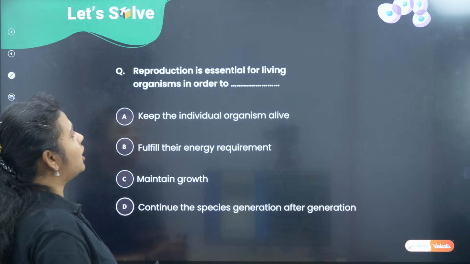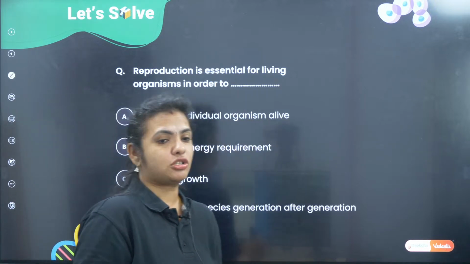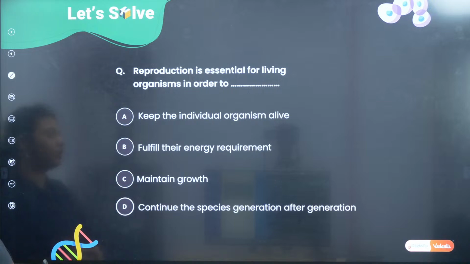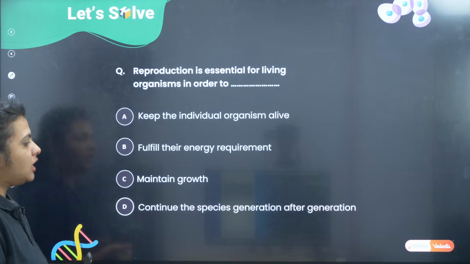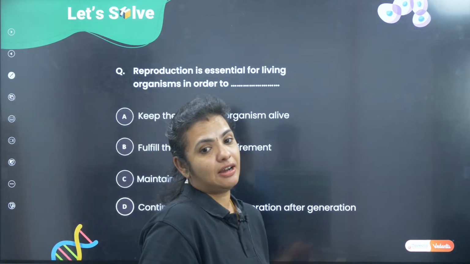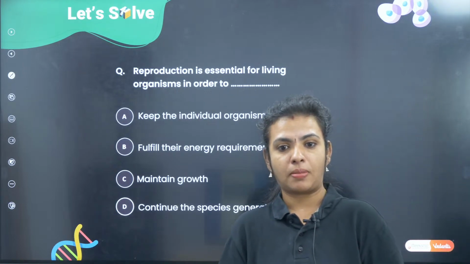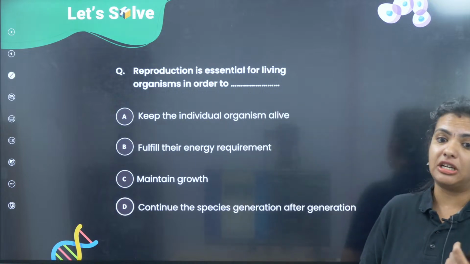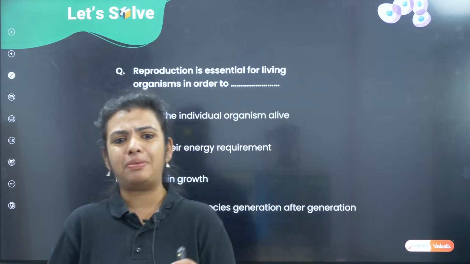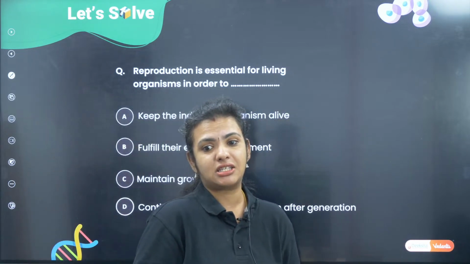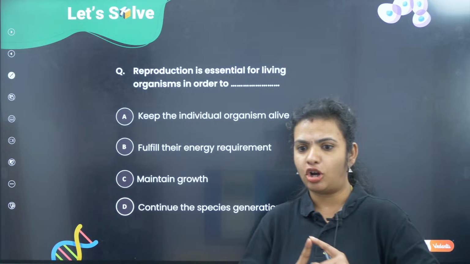Reproduction is essential for living organisms in order to, why do organisms reproduce? Keep the individual organism alive, fulfill their energy requirement, maintain growth, continue the species generation after generation. What is the whole and sole purpose of reproduction? Why do organisms reproduce? What do you think is the answer? Very simple question. The main purpose of reproduction is, very good Sumukh. Sairam, Sumukh, Netra, all of you have got it right.